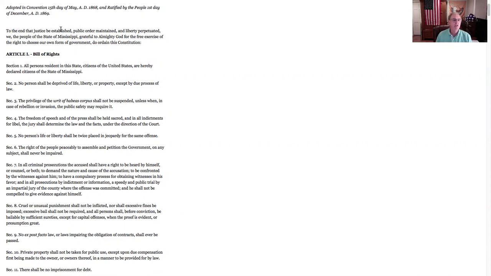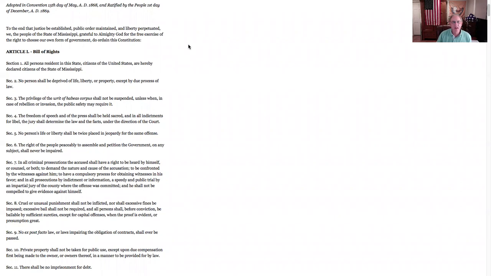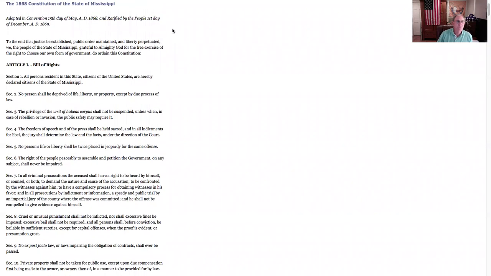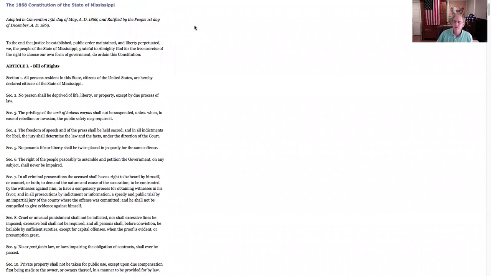To the end that justice be established, public order maintained, and liberty perpetuated, we the people of the state of Mississippi, look at this, grateful to Almighty God for the free exercise of the right to choose their own form of government, do ordain this Constitution. So now we're seeing the current preamble starting to develop. Public order maintained. That was a big deal in the 1860s. This was 5 years after the end of the Civil War.